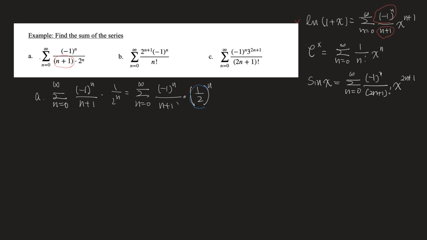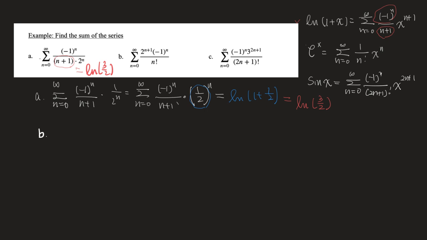This should be the x part. So we have this one equal to ln 1 plus 1 over 2. What is 1 plus 1 over 2, guys? This value is going to be ln 3 over 2. So the sum of this power series is going to be ln 3 over 2. Is that cool to find the sum of a power series, right?